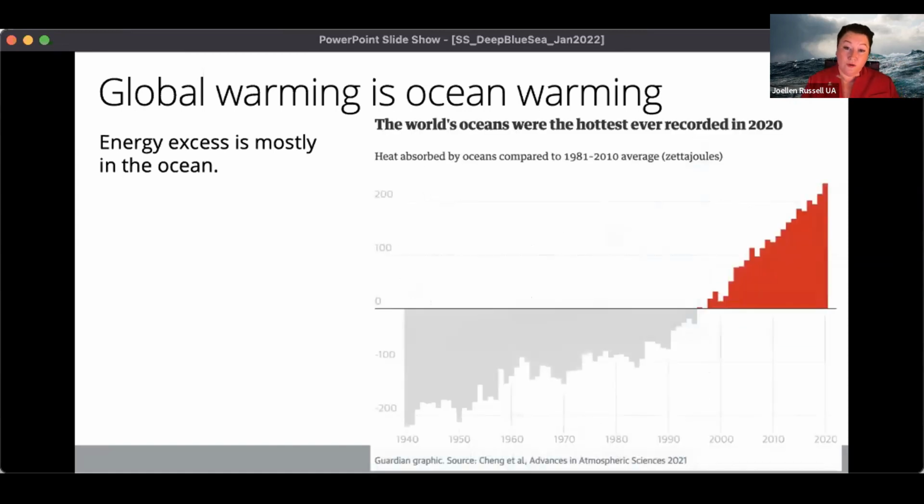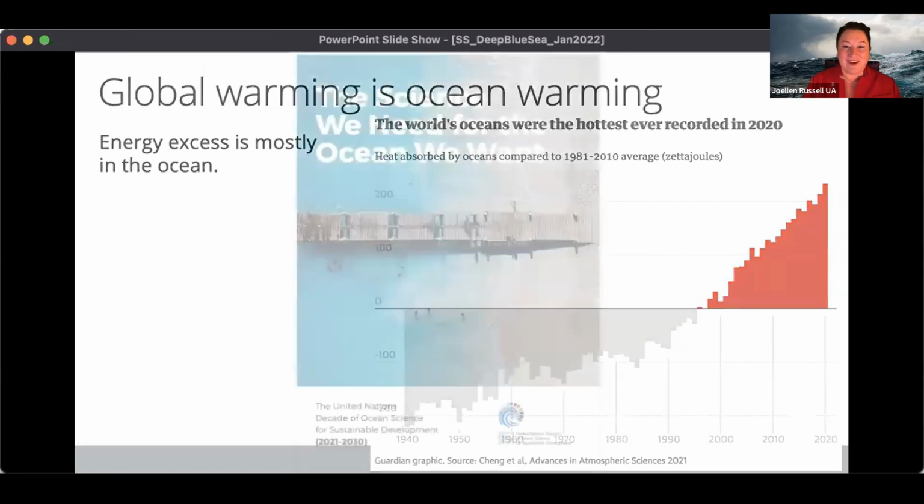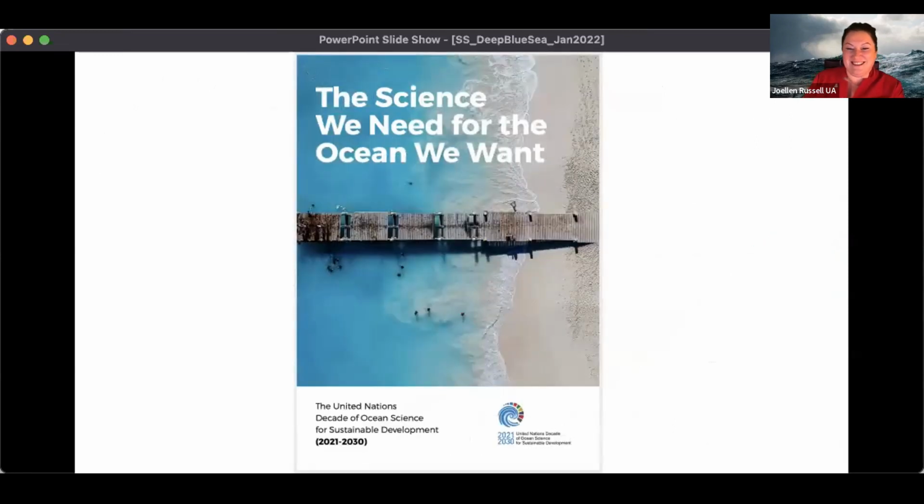Okay, so the ocean warming goes up every year. This is spectacular. The world's oceans were the hottest ever recorded in 2020, and we just saw a report out today from NOAA that says that no, 2021 is the hottest ever. I'm sorry I didn't update the slide already because it just came out this morning. And this is also, what's exciting is what we're doing together.